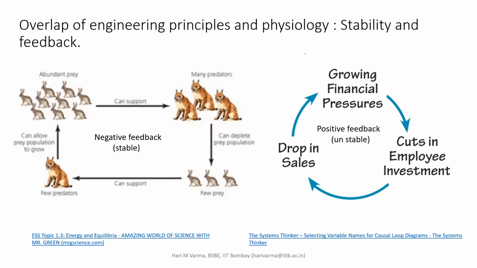So let's start with what is called stability. This is something which is very important in the human body. See, for example, the human body is covered with skin. Why is it so? Why are our skeleton and our internal organs not exposed?